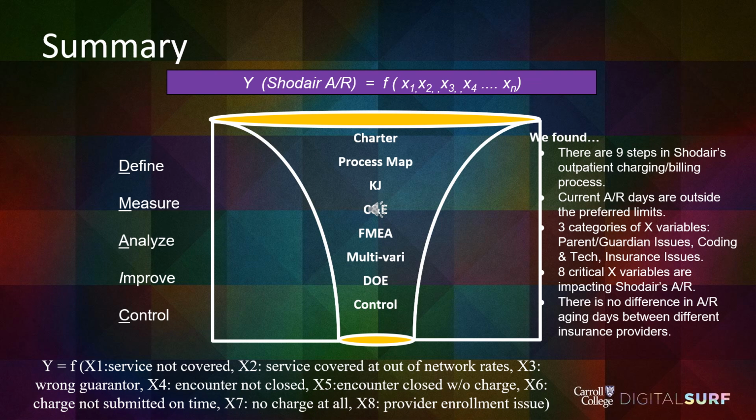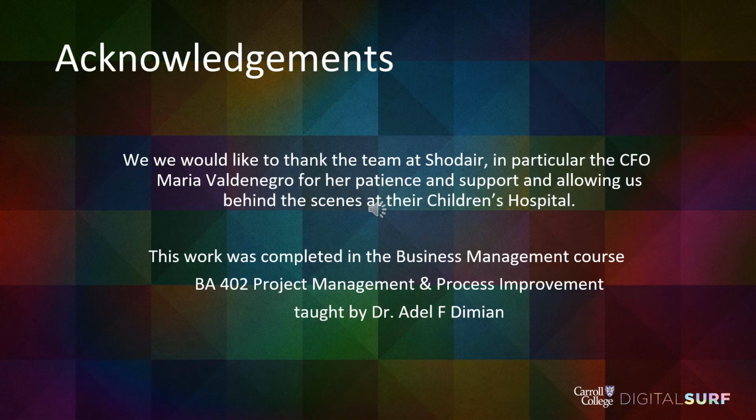After further evaluation, we were then able to narrow down the accounts receivable problem to 8 key X variables, which are included in the equation at the bottom of the slide. And finally, our ANOVA test determined that there is a difference in accounts receivable days based on the patient's insurance provider. Through this process, we were able to narrow down and determine the main X variables that are causing Shodair's AR to suffer, and we have recommended changes to Shodair that we hope they will take action on and continue to monitor.